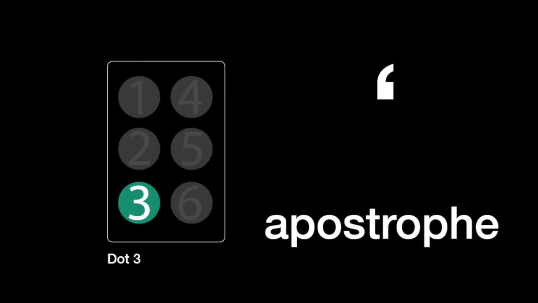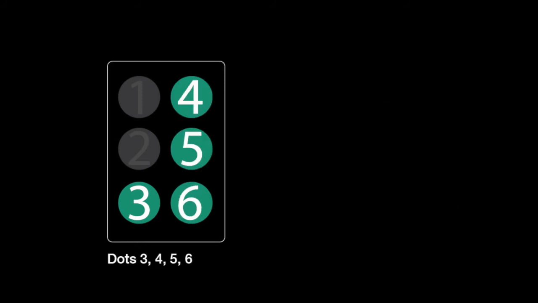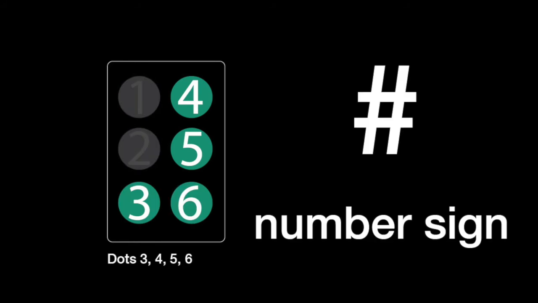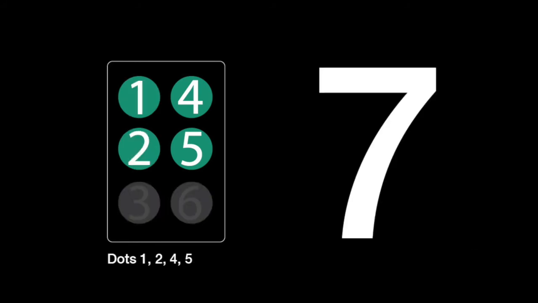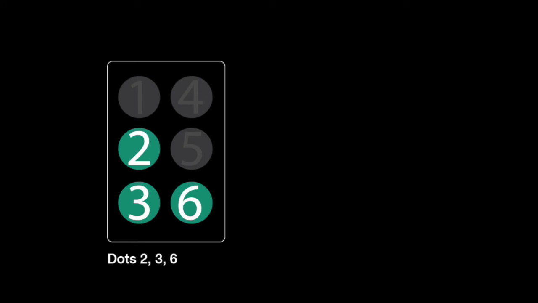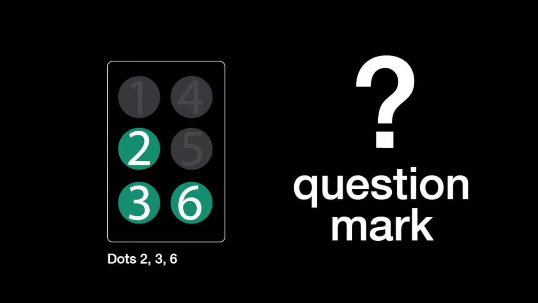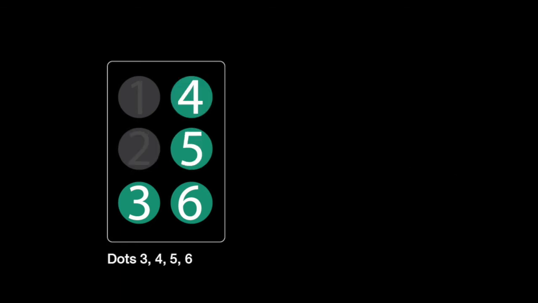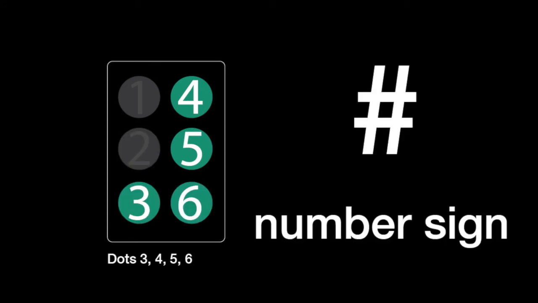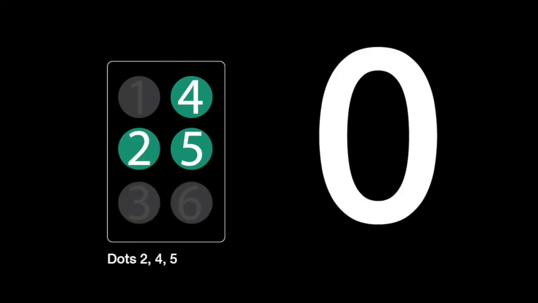Dot 3. An apostrophe is dot 3. Dots 3, 4, 5, and 6 plus dots 1, 2, 4, and 5. 7 is a number sign, dots 3, 4, 5, and 6 plus G, dots 1, 2, 4, and 5. Dots 2, 3, and 6. A question mark is dots 2, 3, and 6. Dots 3, 4, 5, and 6 plus dots 2, 4, and 5. 0 is a number sign, dots 3, 4, 5, and 6 plus J, dots 2, 4, and 5.